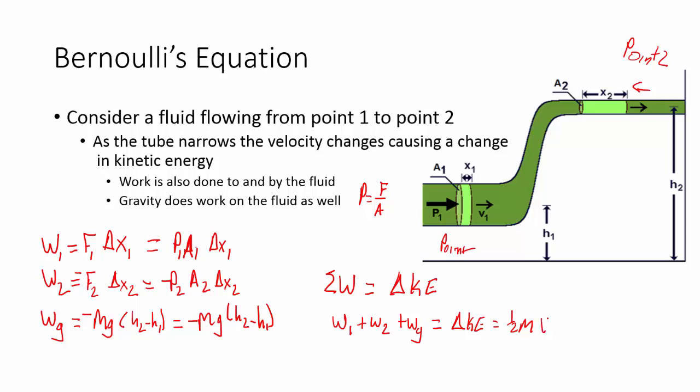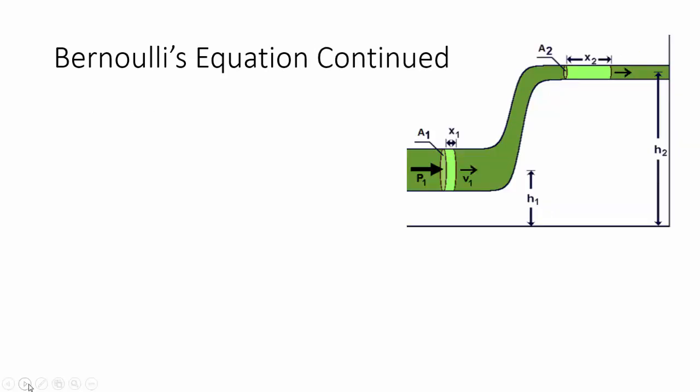So I have 1/2 mv2 squared minus 1/2 mv1 squared. Now, we are going to change some things up a little bit. We're going to start using pressures and densities, and so we have rhos floating around in here. And when we do that, it's pretty important that we don't get our pressures mixed up with our densities. So we'll be paying extra special attention to that. All right, so let's go ahead and move to a new slide so we can have some work to do.